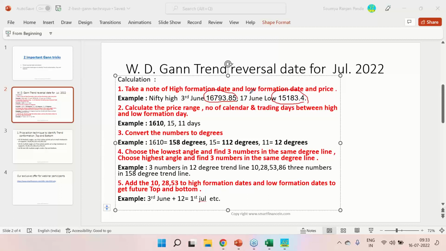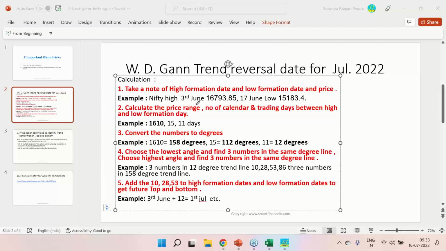Once I need to do those calculations, what are the things I require? I need the price range between the high and low. I need the calendar days, including Saturday, Sunday, everything, and the number of trading days between 3rd June and 17th June. I am going to forecast which days in the month of July I'll have a trend reversal, a trend change, and it is a single day phenomenon. Once the trend change happens, don't expect that the trend has changed and is going to continue for the entire month. Not like that.